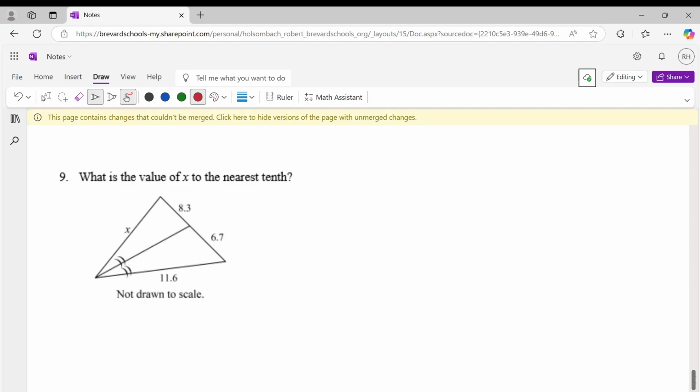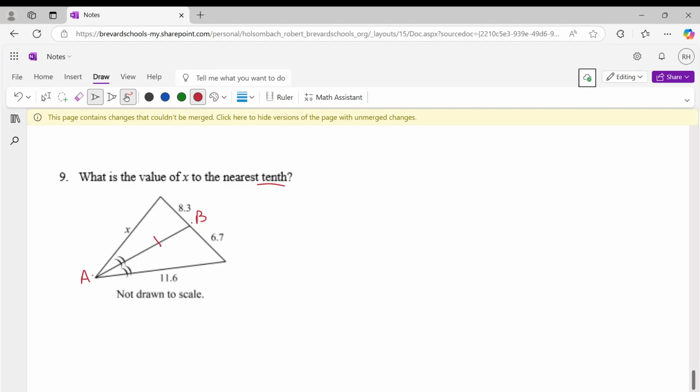Problem number 9. What is the value of x to the nearest tenth? All right, again, we've got two triangles. Small triangle on the top, small triangle on the bottom. They have a congruent angle. They both share this angle right in here. These angles are congruent to each other. And they both share this side. If I label this AB, they both share side AB. So that means the triangles are similar to each other.